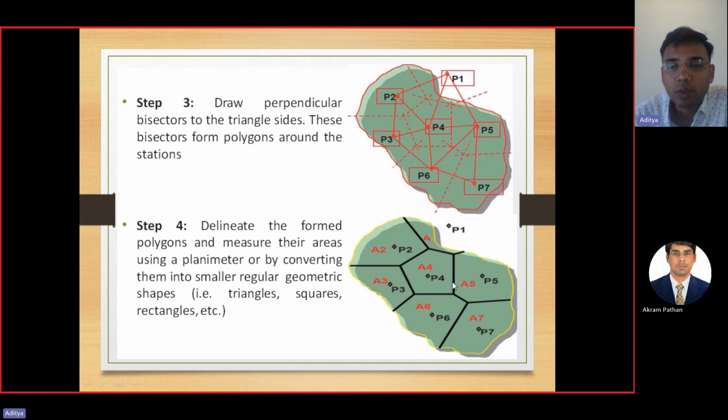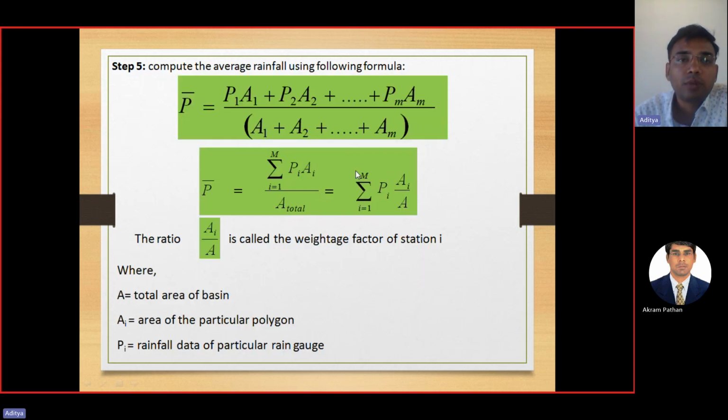So here, in the P2 polygon you have a rain gauge station, then P3 has one rain gauge station, and P6 has an area and rain gauge station. Finally, you will compute the average rainfall by the formula P1A1.